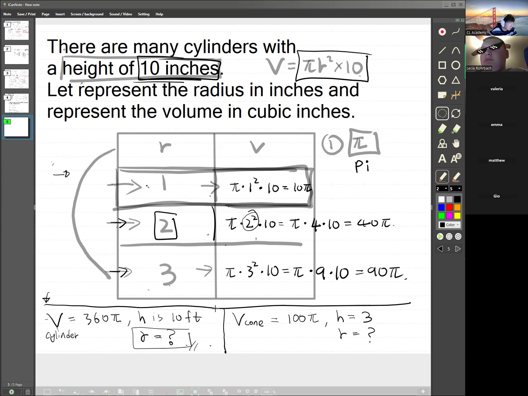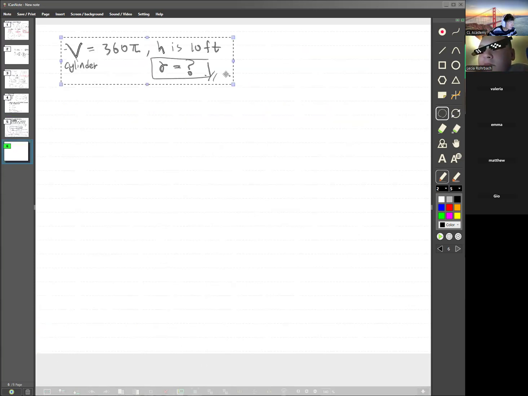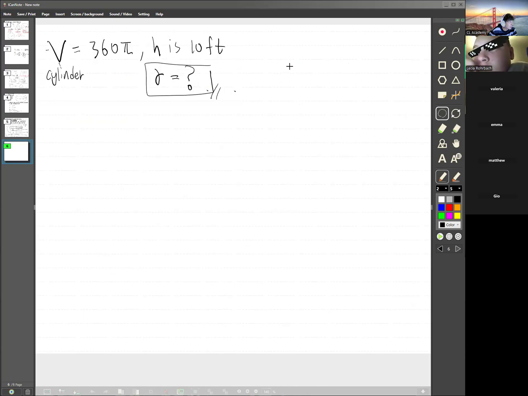Now the bottom one. Volume of the cylinder is 360 pi and height is 10 feet. The question is asking for the radius. Okay. I understand why, Teronica, you said 1130.4. I get why you said it, because you plugged in 3.14 and calculated it. But the question was asking for the radius. So we need to figure out what the radius is.